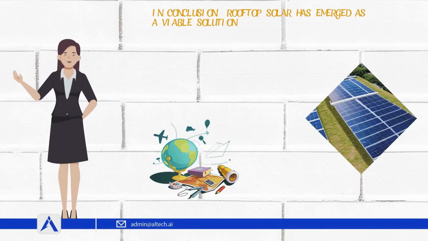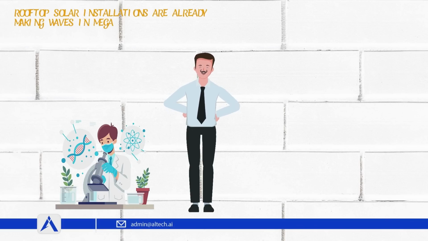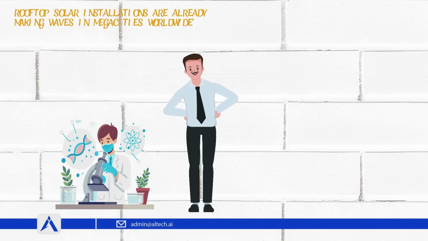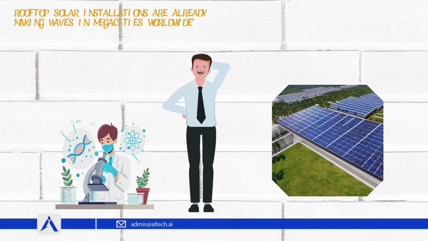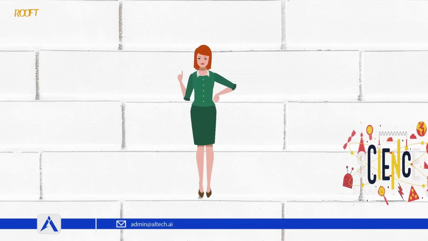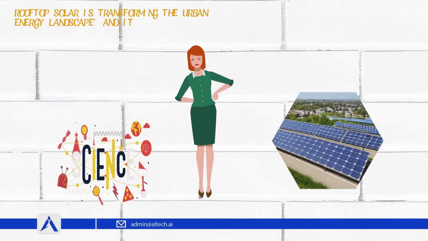In conclusion, rooftop solar has emerged as a viable solution to urban energy landscapes. The advantages of producing renewable energy on rooftops are manifold. They include reducing carbon footprints, improving energy security and resilience, and saving money and resources in the long run. Rooftop solar installations are already making waves in megacities worldwide, powering homes, businesses, and public buildings alike. As governments, organizations, and individuals become more aware of the potential of this technology, we can expect further expansion and adoption of rooftop solar in the years to come.